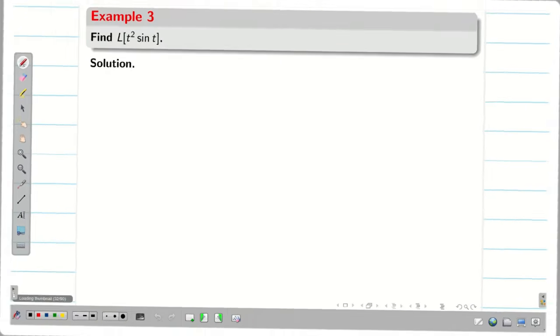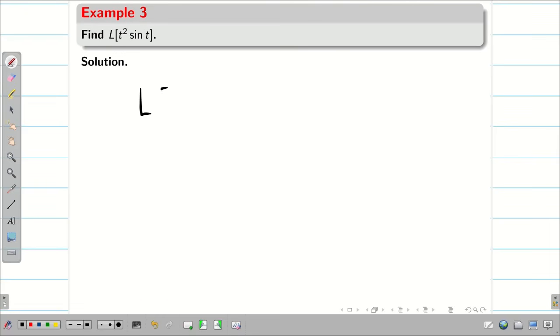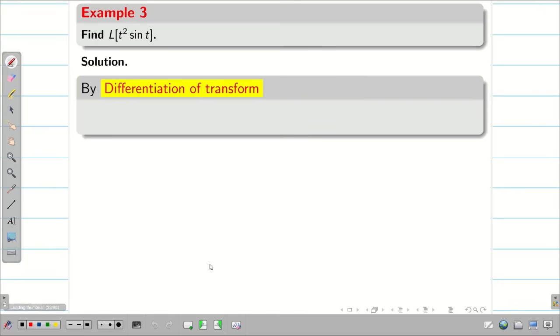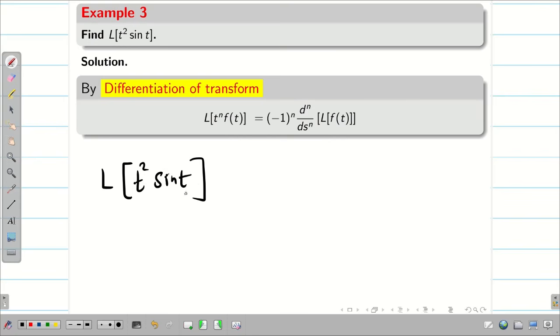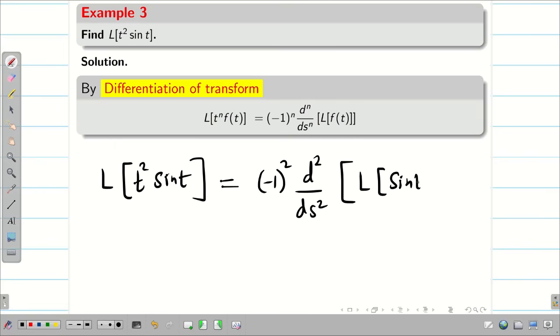Next, we are going to the problem Laplace transform of t square into sin t. So if it is t, we have to differentiate once with respect to s. If it is t square, we have to do it twice. So let us write the general formula for differentiation of transform. L of t square sin t is going to be minus 1 whole square, which is plus, d square by ds square of L of sin t.